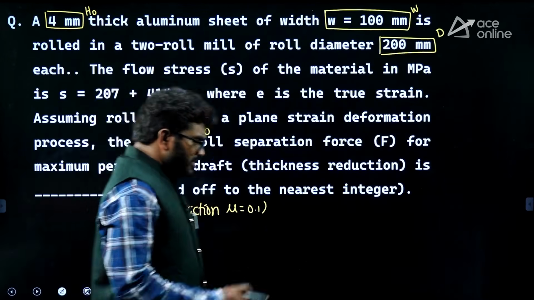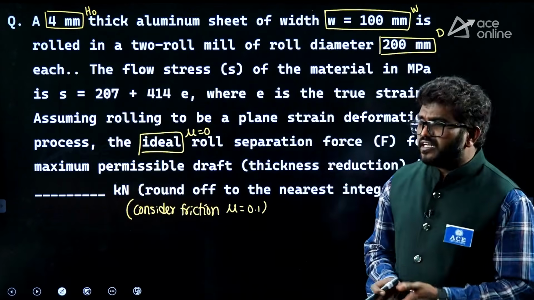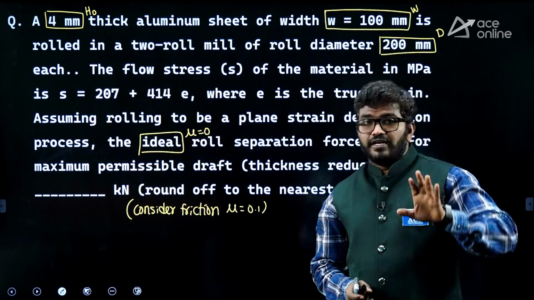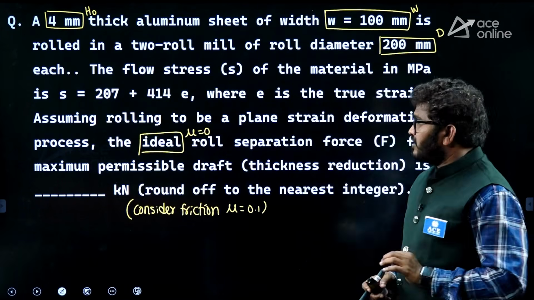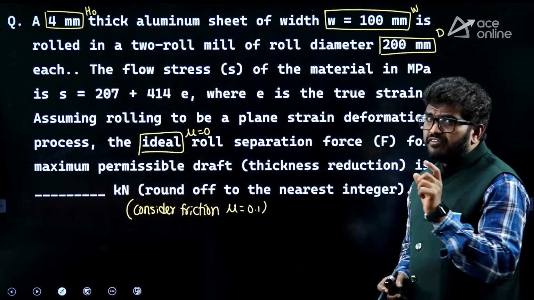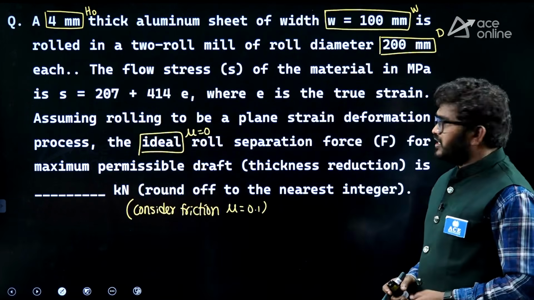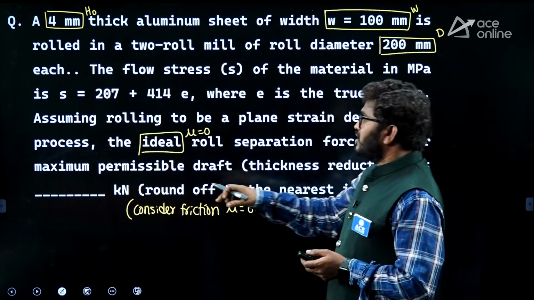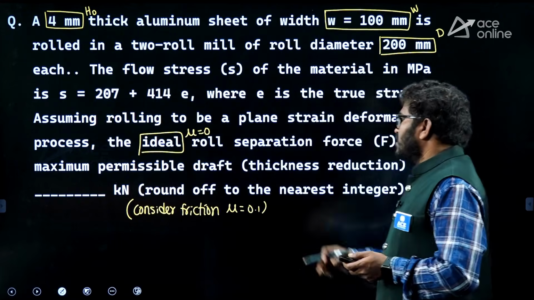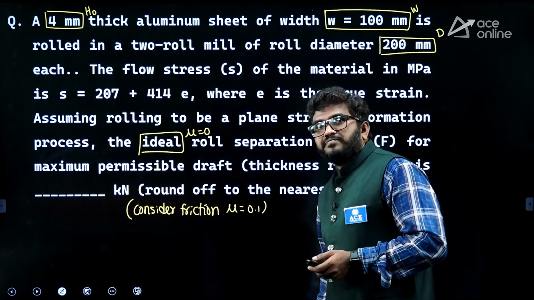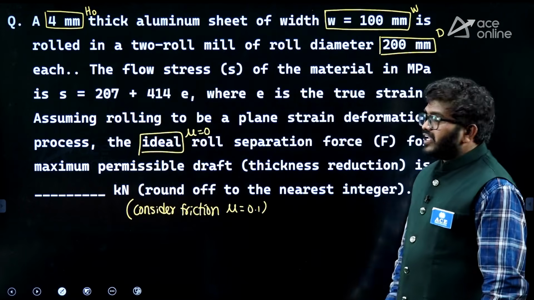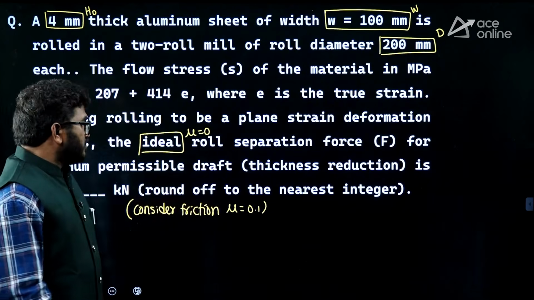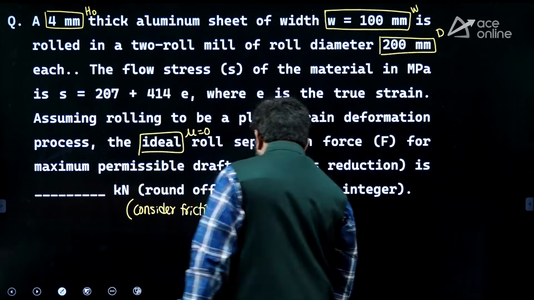I hope you understood. So, for the GATE exam, especially from rolling, they will ask you lengthy questions. So, read the question carefully. Consider each and every point. In this question, ideal rolling force they are asking. H1 is not given. H1 I am calculating from the maximum permissible draft. I hope everyone is getting. Okay? Shall I move to the next question?